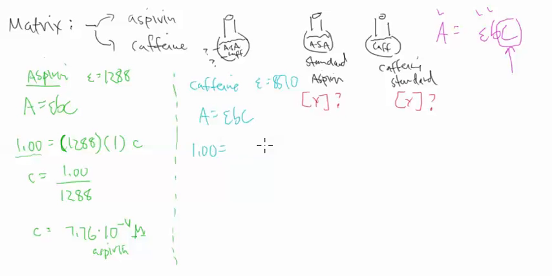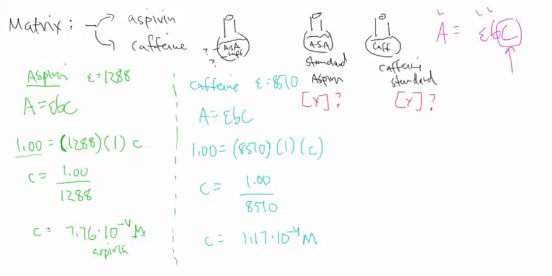So 1 is equal to the molar absorptivity of caffeine from the book, which is 8510, times 1 times C. Okay, so in order to solve for C, which is the concentration of caffeine that I need to get a 1 absorbance, well, 8510 times 1 is 8510, and then I divide each side of the equation by 8510 in order to solve for C. Okay, so I do 1 divided by 8510, and I'm going to end up getting about 1.17 times 10 to the negative fourth molarity.